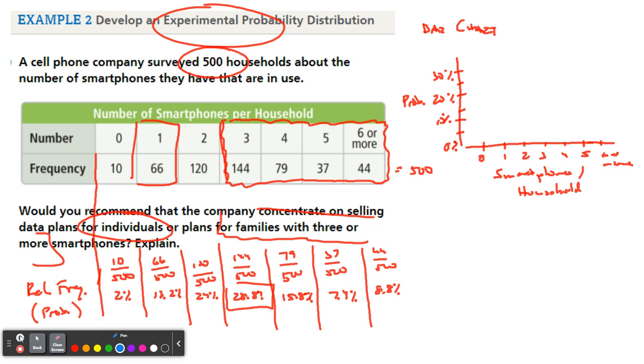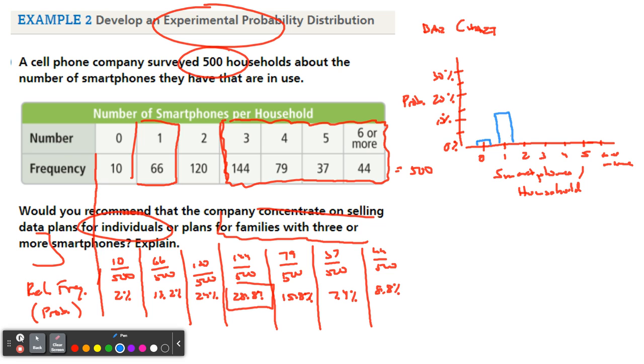Okay, so I'm going to make these bars. They're not going to touch. This is not a histogram. They're going to have some space between. And I'm just going to go up to each percentage. So 0 is 2%, right? So a very small amount of people don't have any cell phones at their house. Okay, so there's that bar. And then we have 1, which is 13.2, so halfway between 10 and 15. So here is the bar for 1.